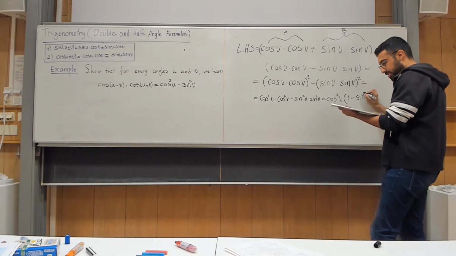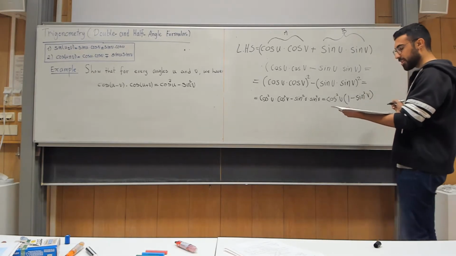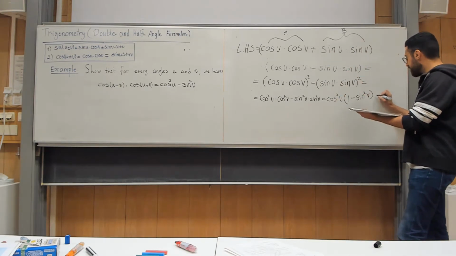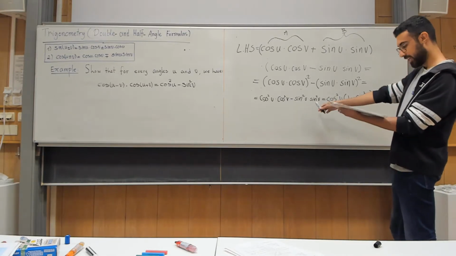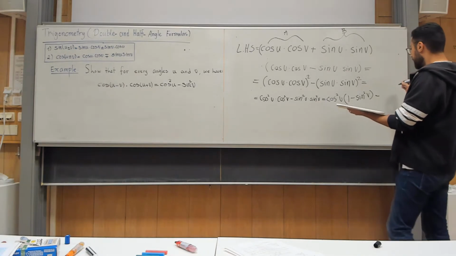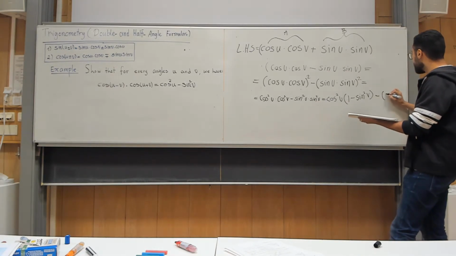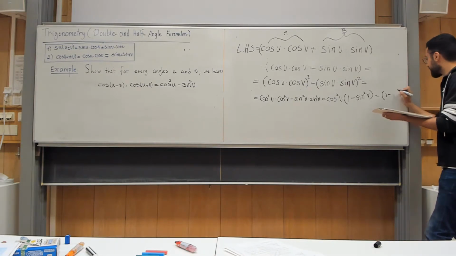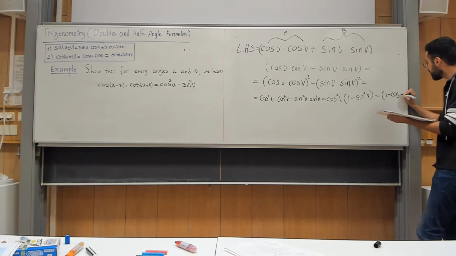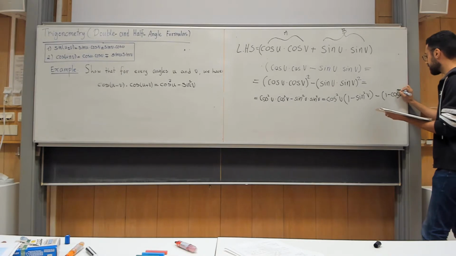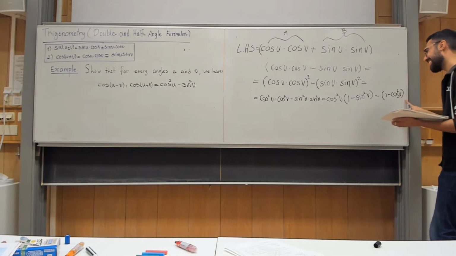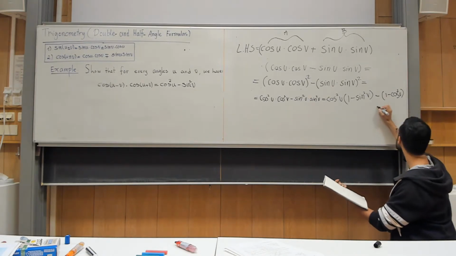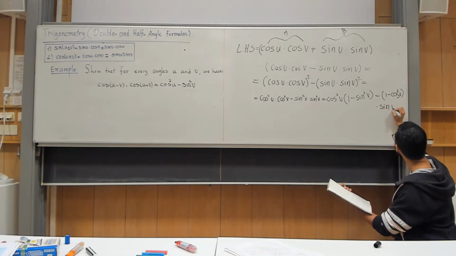sine squared v. Exactly. No, it's clear. Minus, and then I want to exchange sine u. So I write 1 minus cosine of u squared, and there's something coming after that, times sine of v squared.